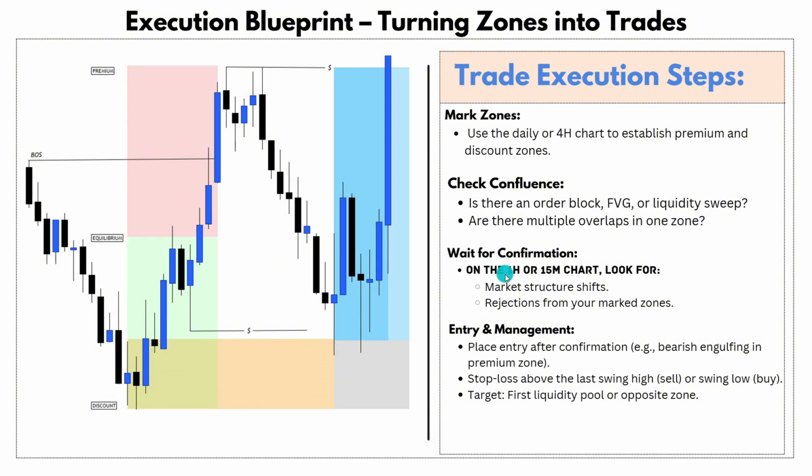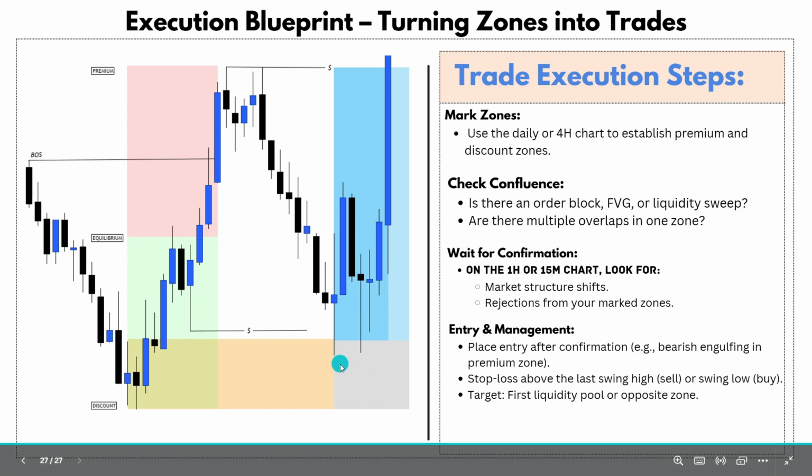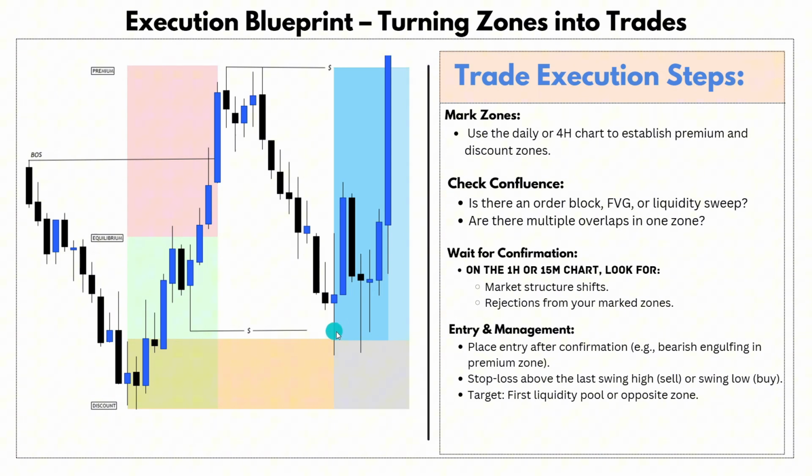And now on the 1 hour or the 15-minute chart, guess what we do? We look for market structure shifts or rejections from marked zones. As you can see, this is our 4-hour zone. We see that price pulled back, but did not give us a firm body breakup structure of these old lows. This right here is what we're looking for.